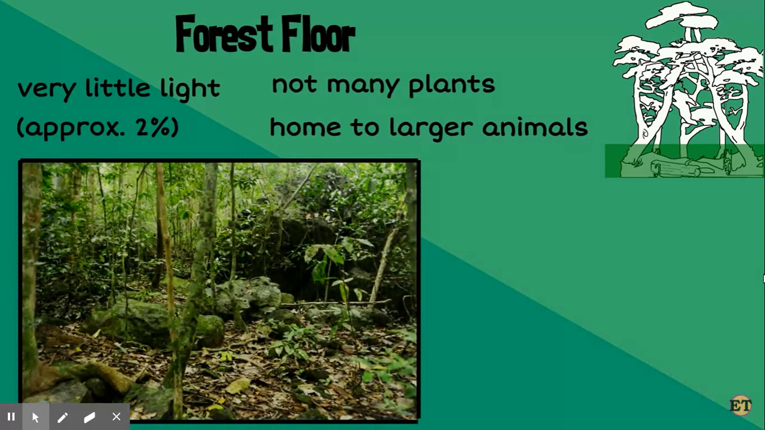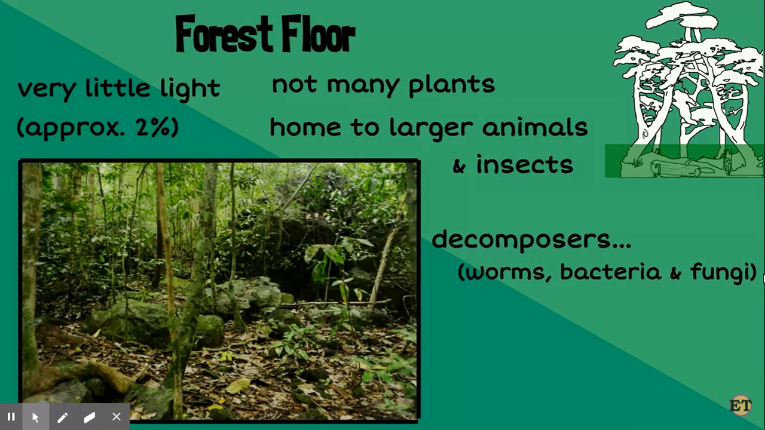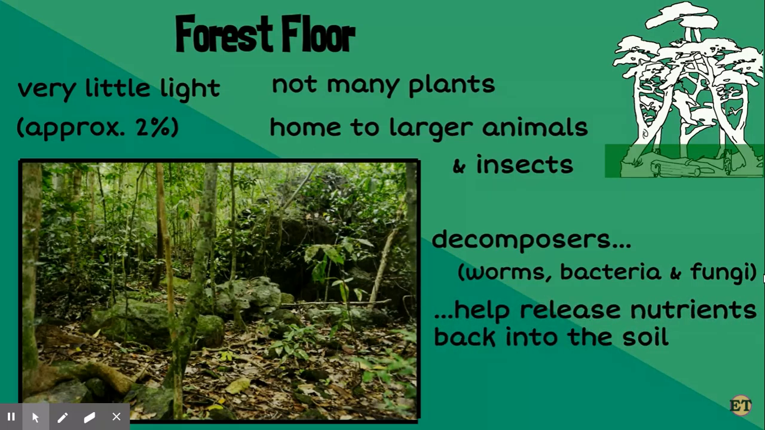The leaf litter that decays on the forest floor also makes it a perfect place for insects to live. Decomposers such as worms, bacteria, and fungi are hard at work on the forest floor, helping to release the nutrients trapped in the dead plant and animal matter back into the soil.